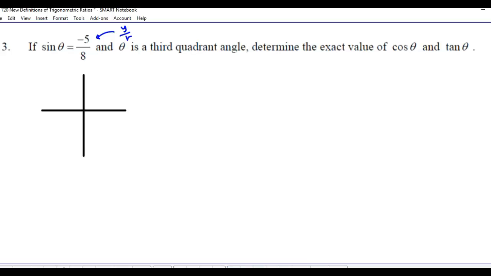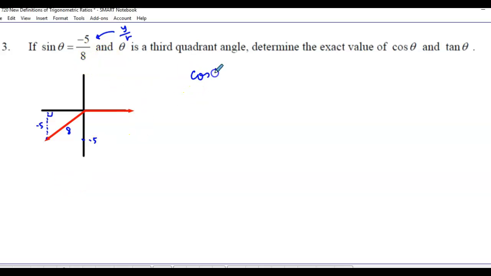So I'm going to show my initial arm to start. Okay, then I'm going to show a third quadrant angle. I know that the y value is negative 5, and the r is 8, so it's longer. So maybe something like that. Okay, and then if I were to draw a triangle with reference to the x-axis, that kind of makes sense. This is negative 5 here, and then your hypotenuse is 8. Okay, so we've got that.